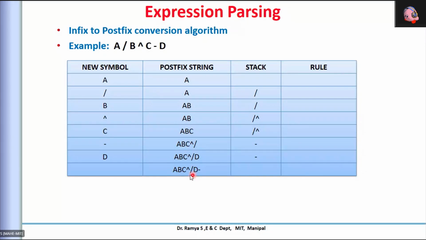So as I told, B power C is going to be carried out first. Then whatever answer comes, that is divided by this information. Then with the whole information, we subtract the D from that. So your answer should be something like this. Are you able to connect? Are you able to understand this? Yes, ma'am. Okay.